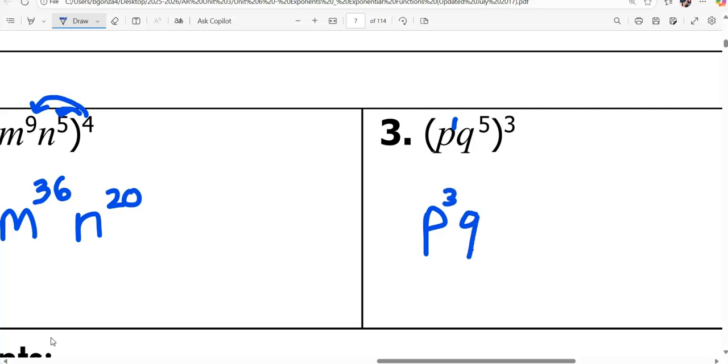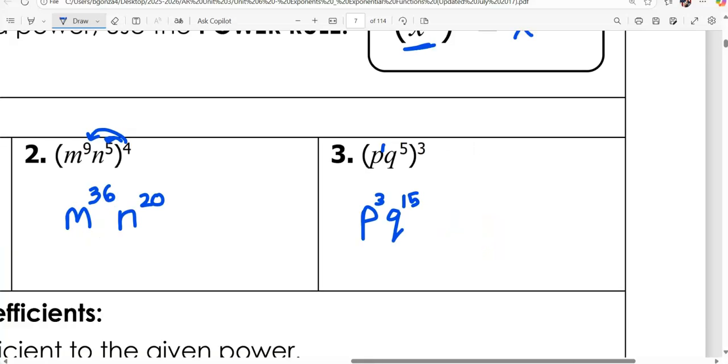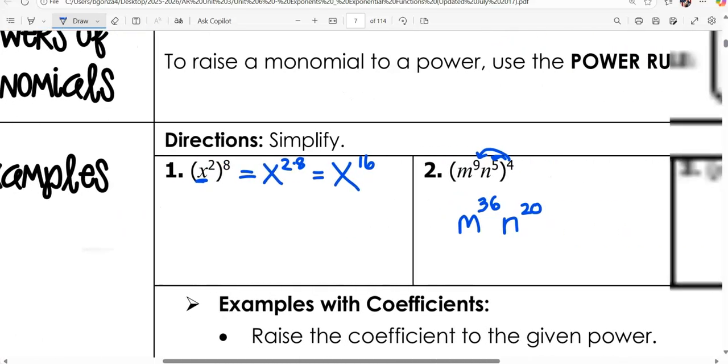And then what about Q? What do I do with 5 and 3? 5 times 3 is 15. Okay? So is that hard? This is the entry level, easy version types. About to find out, right?